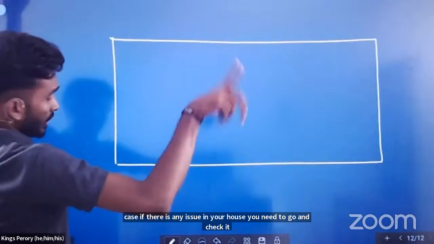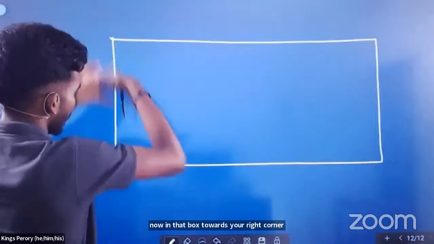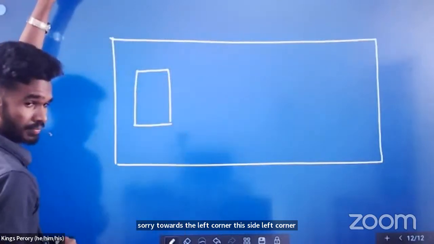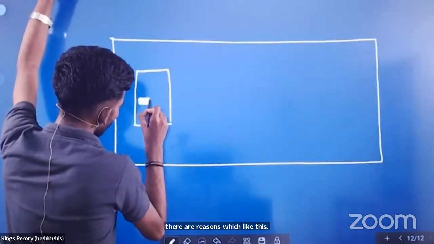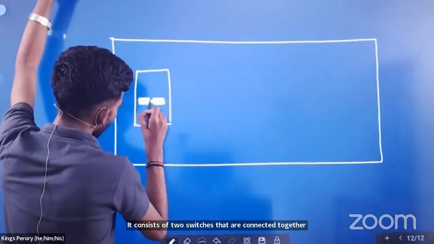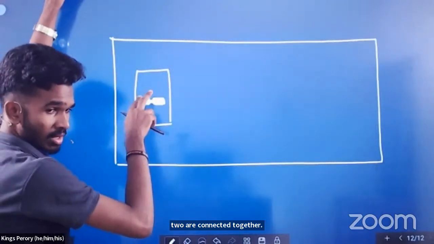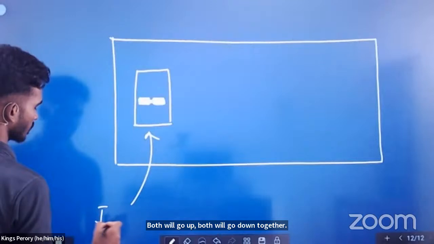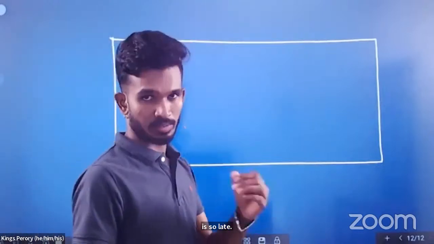Now in that box, towards your left corner, there is a switch like this. It consists of two switches that are connected together. Both will go up, both will go down together. They are not separated. This one is called the isolator. So the first one is the isolator.